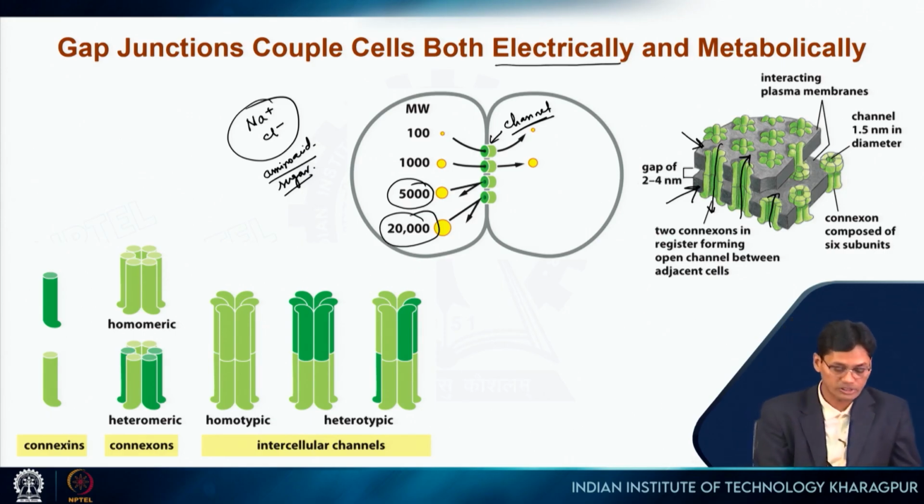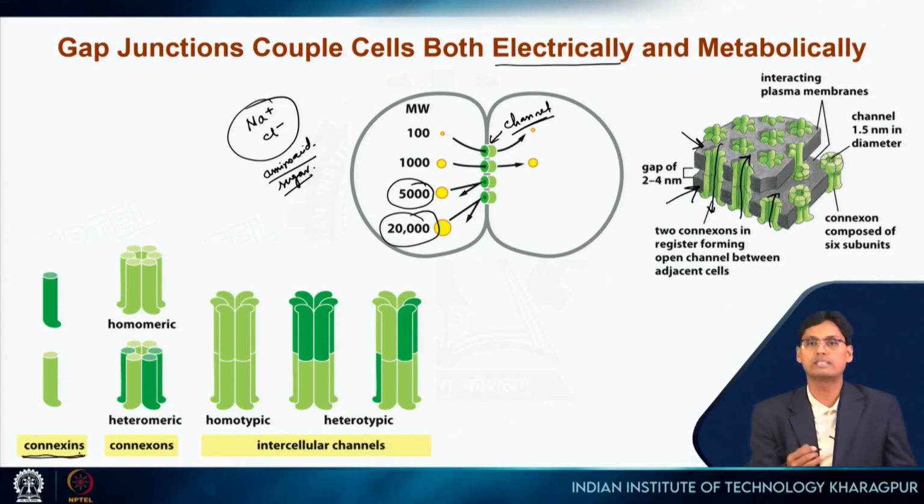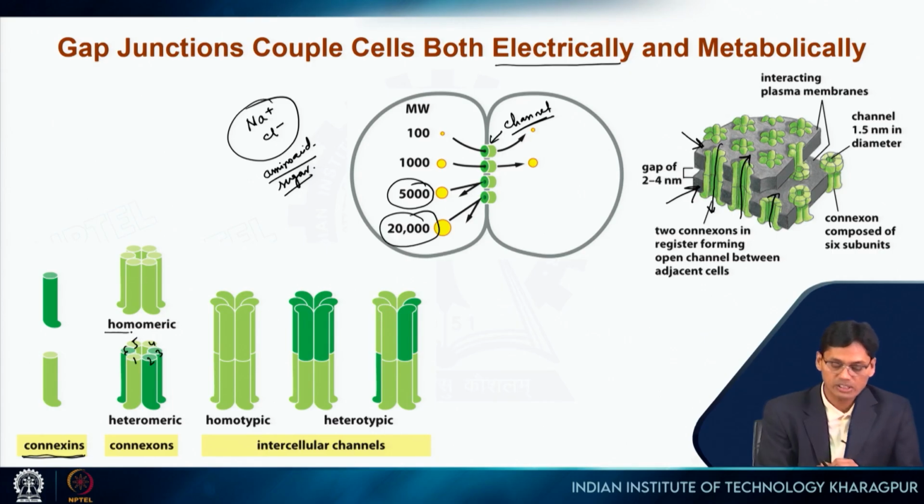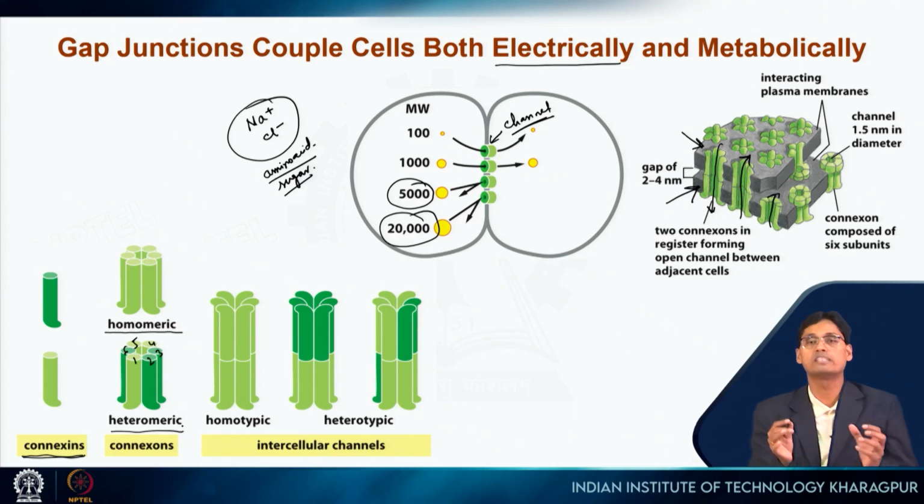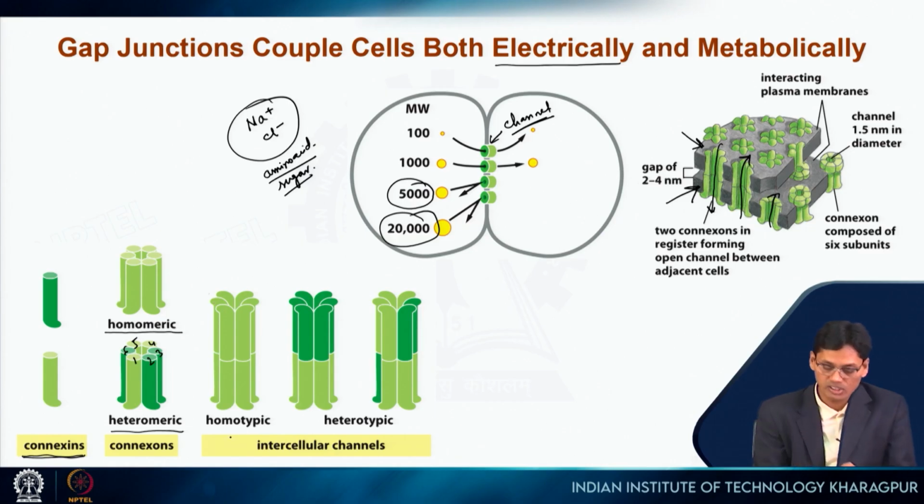The proteins which form these channels are called connexins, particularly in vertebrates, in the mammalian system. These connexins form a hexamer. As you can see, six connexins are together and form a hexamer. It can be homomeric, meaning the same kind of connexin is involved, or heteromeric, meaning different types of connexin are involved together, and those connexins form this channel.